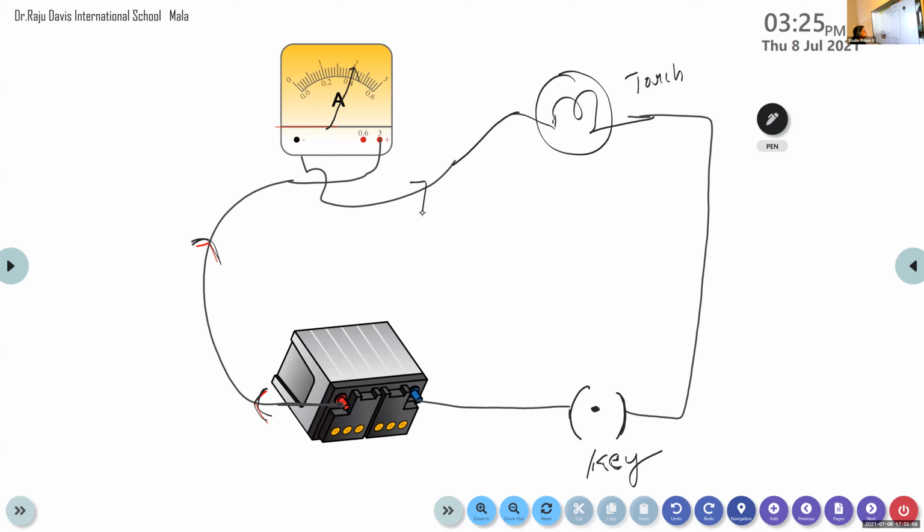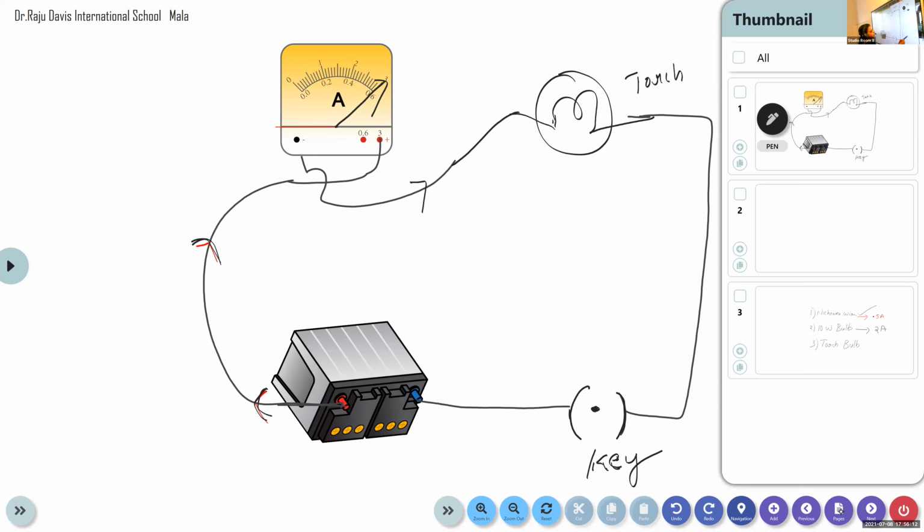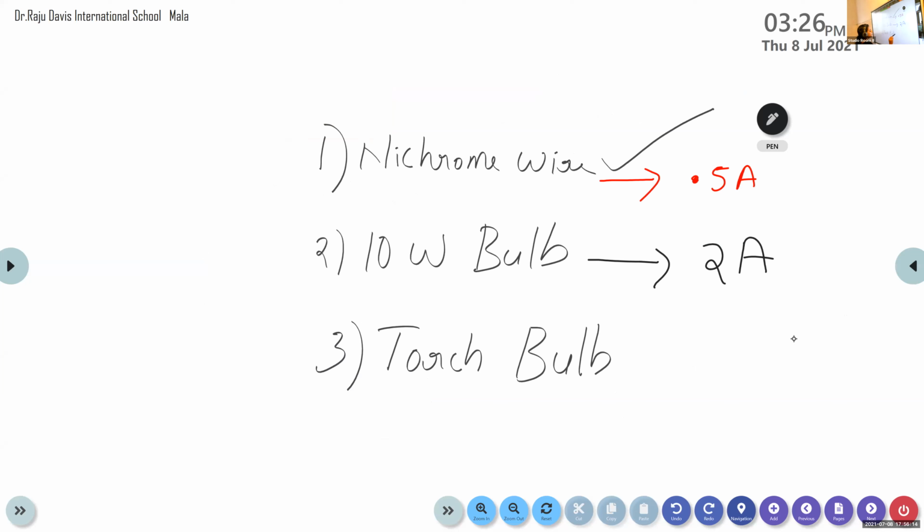Then again we repeat the same procedure, measure the value of the current with the help of an ammeter. Now during this time, suppose the ammeter reading points towards here. What's the value? It is 3 ampere. So when we are connecting the torch bulb in that gap, we get 3 ampere current.